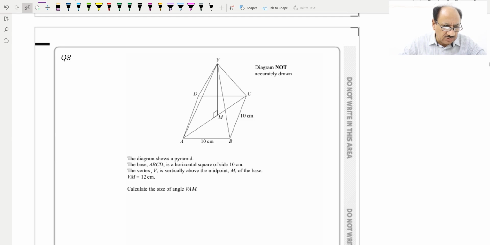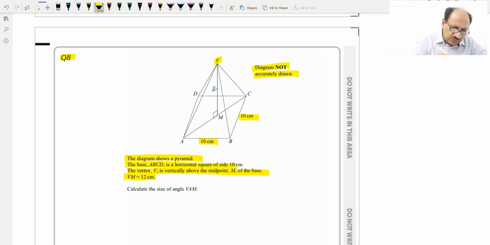We can go through question number 8, and question number 8 says the diagram is not accurately drawn. The diagram shows a pyramid. The base ABCD is a horizontal square of side 10, so each side is 10 centimeters. The vertex V is vertically above the midpoint M, so V is exactly above the midpoint M of the base. VM is given as 12. We can mention here 12 centimeters.